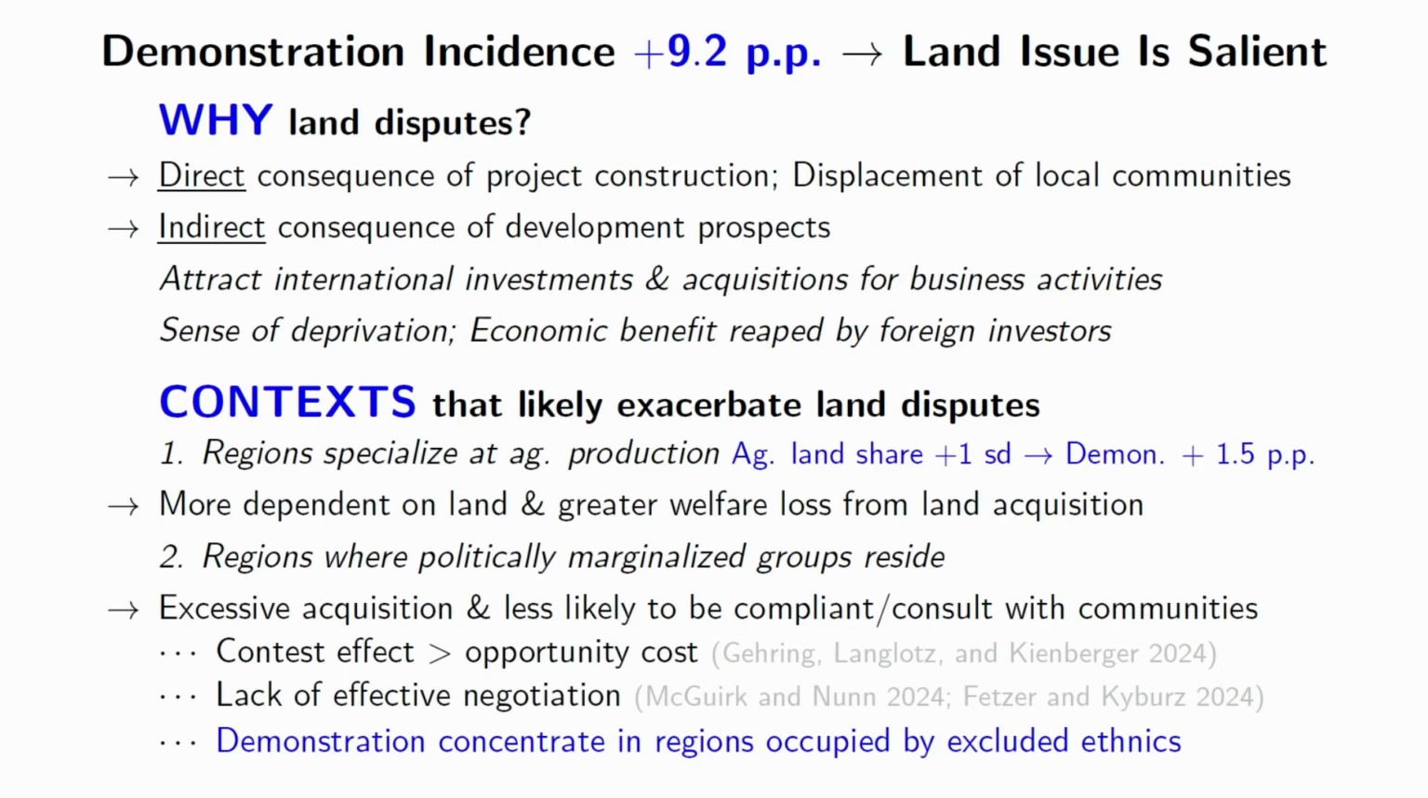Secondly, we find the demonstrations are significantly higher in regions where politically marginalized groups reside. These areas are likely to experience excessive land acquisition, an empirical fact that we documented, and during the acquisition process, compliance to regulations and consultation with communities are less likely. The excluded ethnic groups demonstrate both because the opportunity cost of demonstration is low, and also because the lack of effective negotiation forced them to resort to a stronger response.